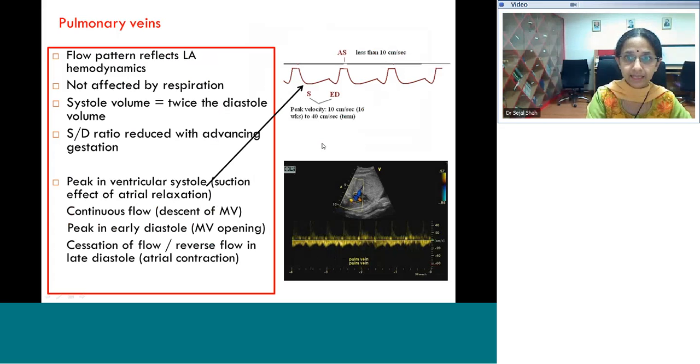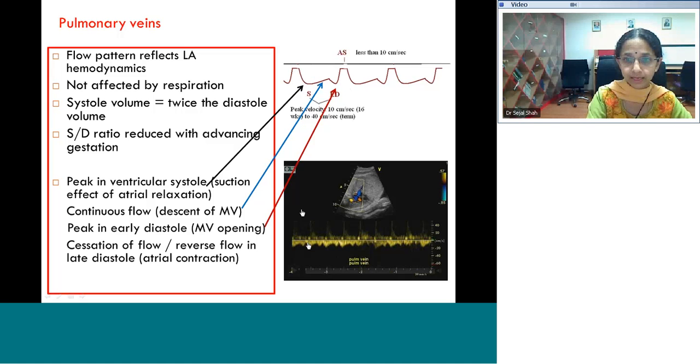So now we can see that we have a systole, we have again the diastolic wave, and then we have the atrial systole. The systolic wave is there, and it's twice the volume of the diastole. The volume, not the velocity. The volume of the systole is much more than the diastole. So during the systole we have a peak, and then a continuous flow, and then a peak in early diastole, and then a very little flow during atrial systole, or almost no flow.